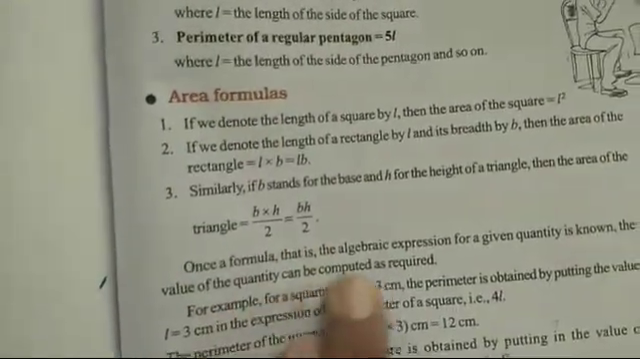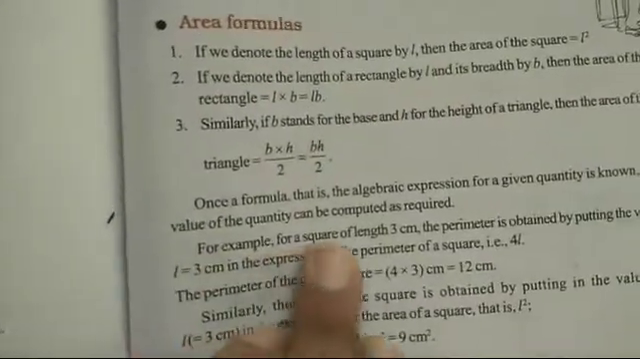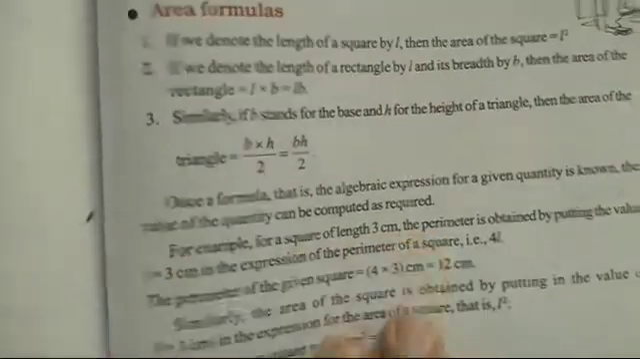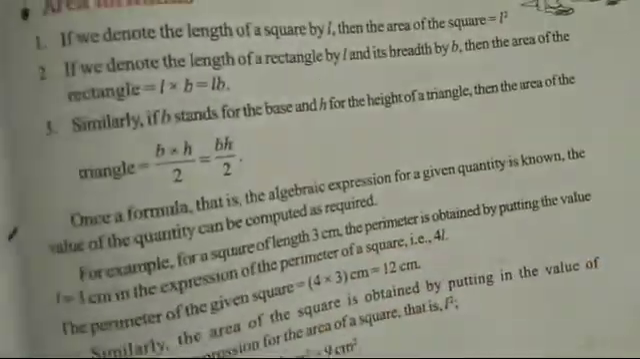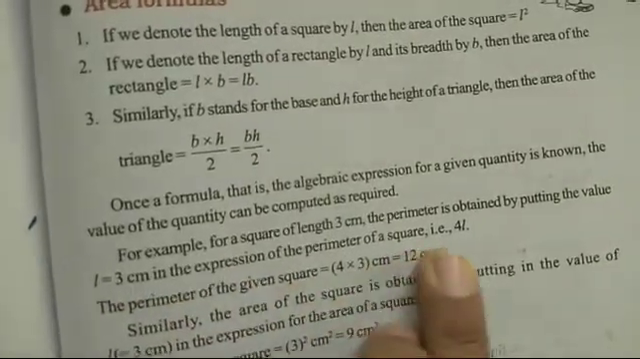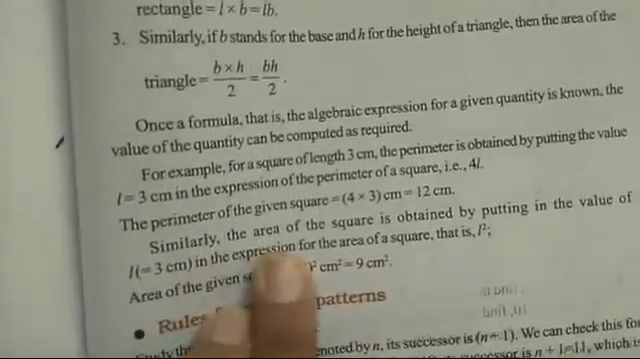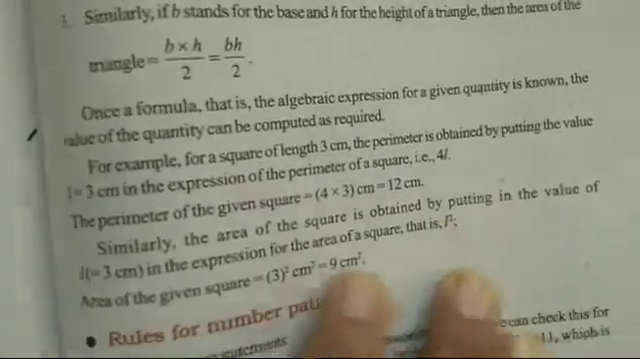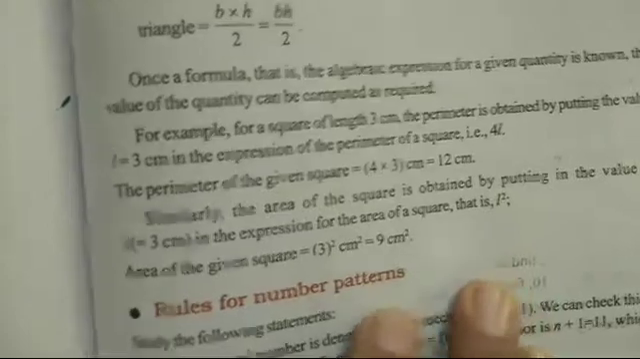Once a formula, that is an algebraic expression for a given quantity, is known, the value of the quantity can be computed as required. For example, for a square of length 3 cm, the perimeter is obtained by putting the value L equals 3 in the expression for the perimeter of the square, that is 4L. So that means 4 into 3 is equal to 12 cm. Similarly, the area of the square is obtained by putting L equals 3 in the expression for the area of the square, that is L square, then the result will be 3 square, meaning 9 cm square.